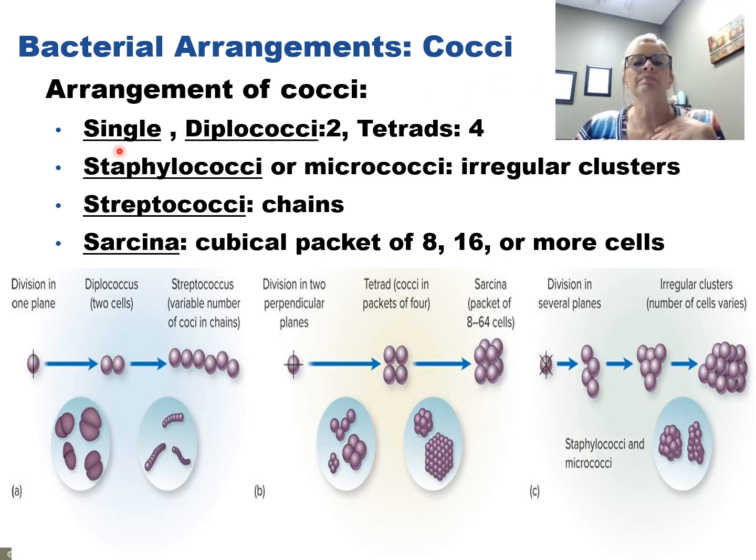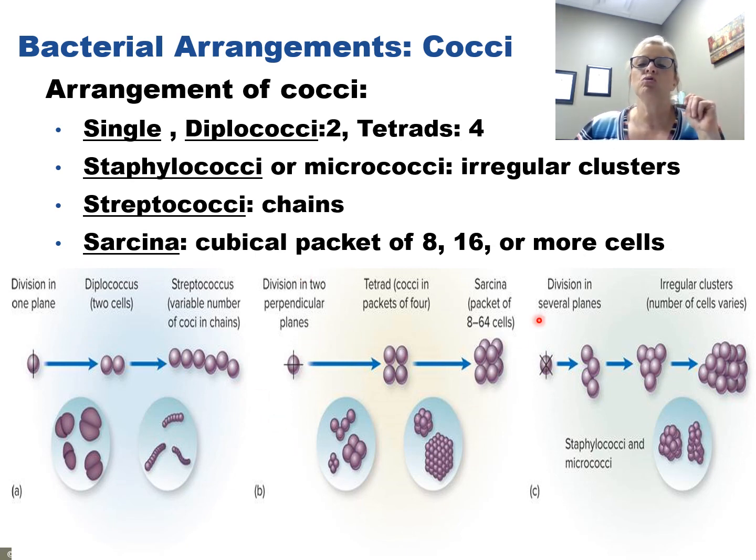All right, so cocci can be found single, so just single little circles here. It can be found as a diplo, where you have two. It can be found in a chain. I've already said strep means chain, so a streptococci would be a chain of cocci, okay? And then they can also divide along more than one plane, and so then you could have this tetrad.